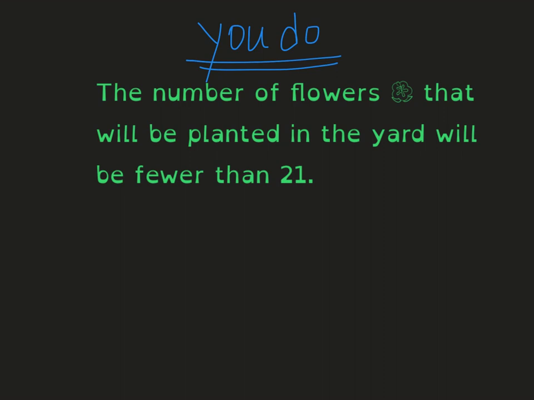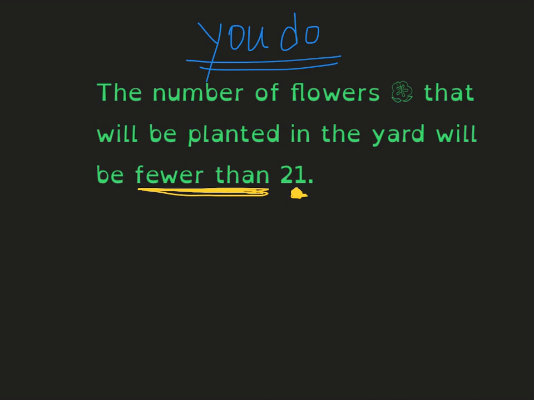Now, when you're looking at this, it says fewer than. So that's going to let me know that it's not going to be 21. And you might be wondering why I keep saying that, but it's going to make a lot of difference later on. But it's fewer than 21. It could be 20. Okay, and you might say, well, you can't plant half of a flower, but we're not going to worry about that.